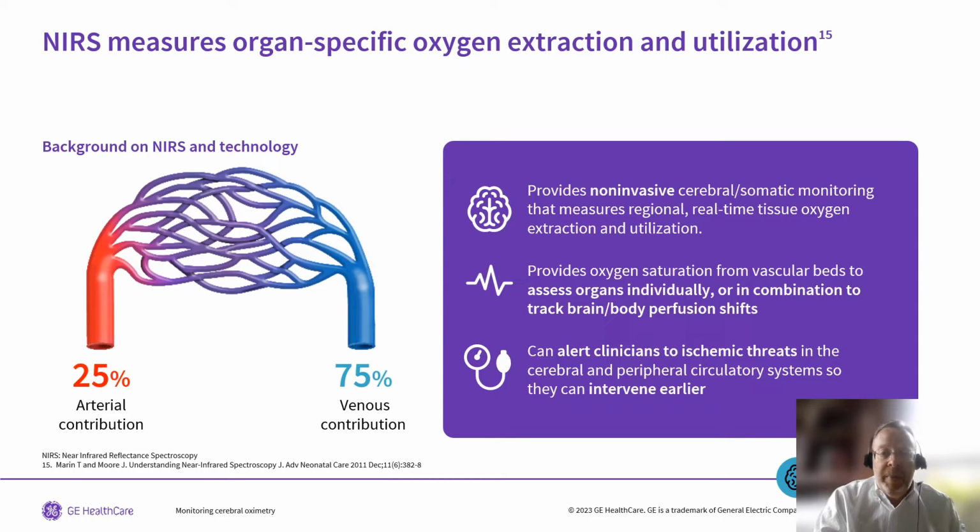The vascular bed of the microcirculation of the brain, we know, is made up of about 25% arterial blood and 75% venous blood. So it demonstrates a mixed venous measure of oxygen supply and demand. Given this unique information, it can alert clinicians to ischemic threats in the cerebral and peripheral circulatory systems so that they can intervene earlier.